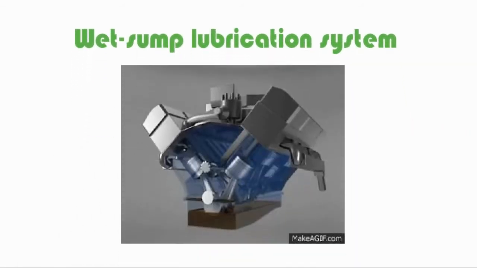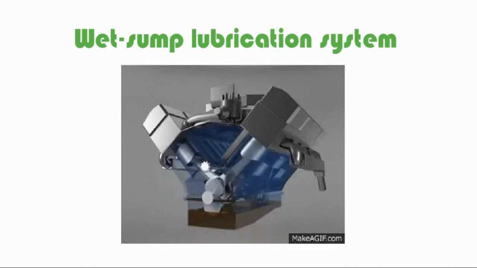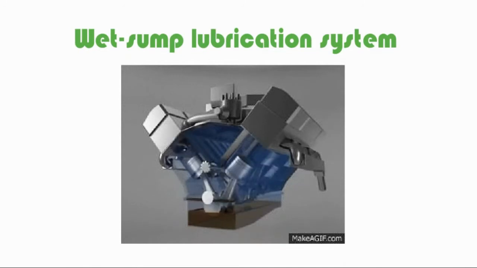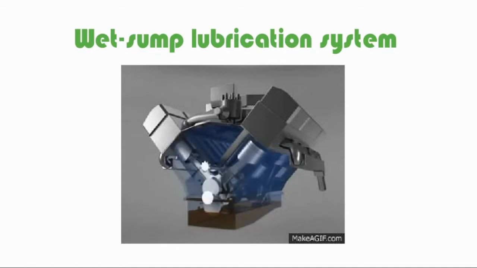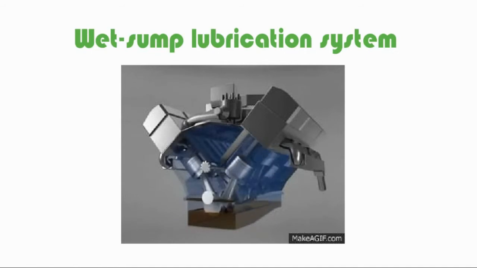Wet-sump lubrication system. In the wet-sump lubrication system, the bottom of the crankcase contains an oil pan, or sump, that serves as oil supply, oil storage tank, and oil cooler. The oil dripping from the cylinders, bearings, and other parts falls under gravity back into the sump, from where it is picked up by a pump and recirculated through the engine lubrication system.